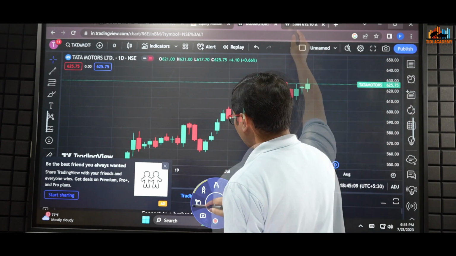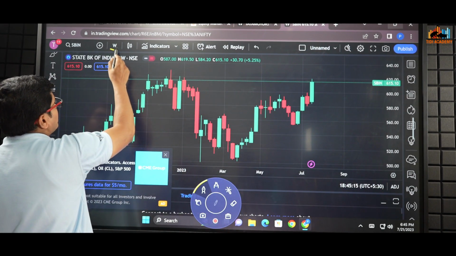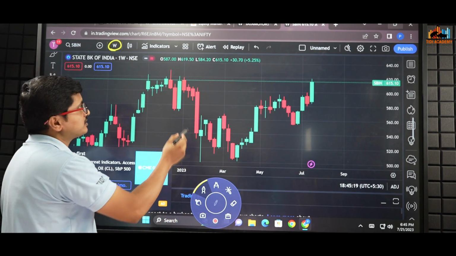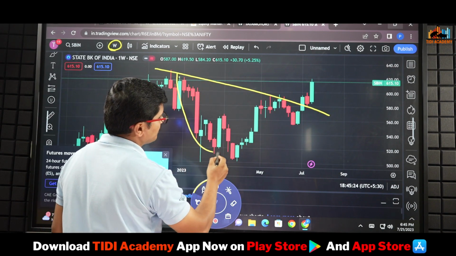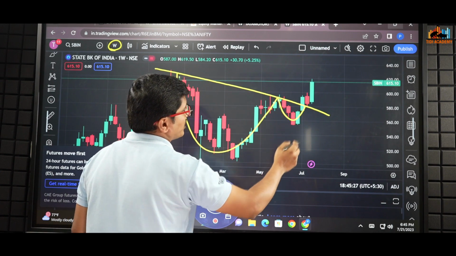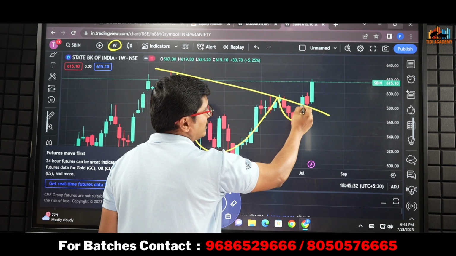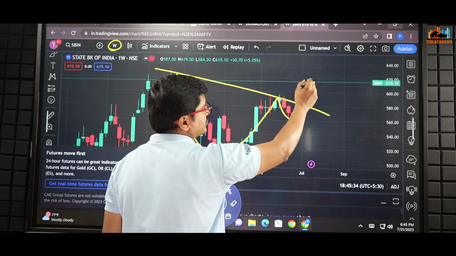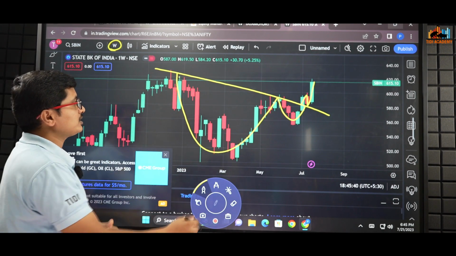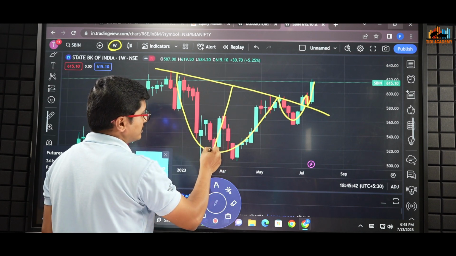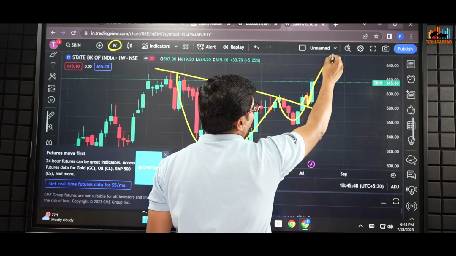One more stock is SBIN. Here we are checking the weekly time frame. As we can see, a cup and handle formation is happening in SBIN. It broke this resistance level, then made a retest, and it is doing upside movement. What we can expect from this is that whenever a cup and handle pattern forms, the length of the cup can be expected as that much higher movement in this stock.